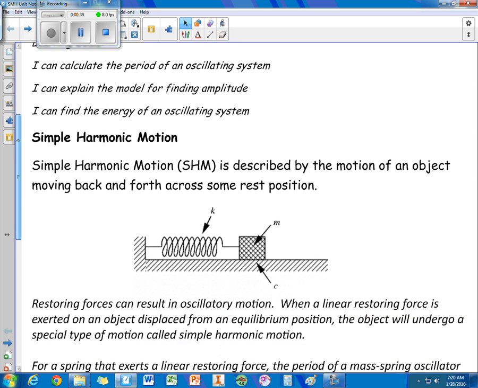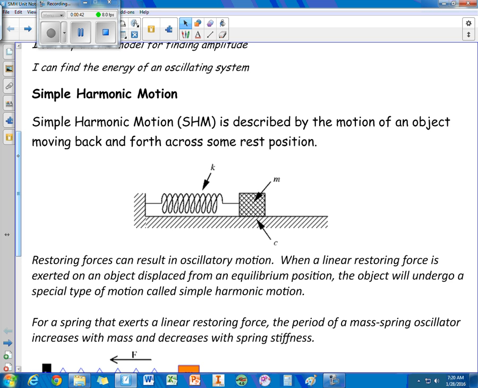All right, so to get us started with simple harmonic motion, first off, we need to talk about what it is. Basically, it's described by the motion of an object that's moving back and forth across some rest position. So in this picture, imagine that we have a spring, and let's say that this right here is the rest position, and this spring is going to oscillate back and forth across that rest position.